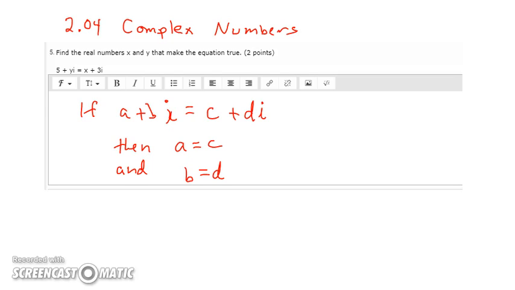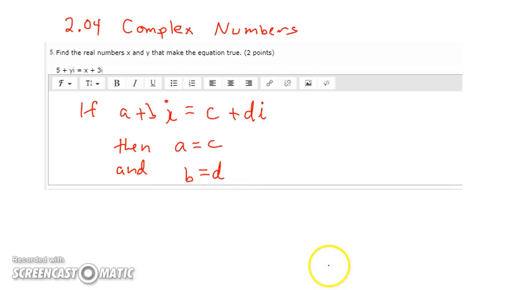Well, there's one rule of equality of complex numbers that we talked about in that section, and that is if we have two complex numbers, a plus bi equals the complex number c plus di, then the real components, the a and the c in this case, have to be equal. And the imaginary components, the bi and the di, have to be equal as well. So the value of b will equal the value of d.